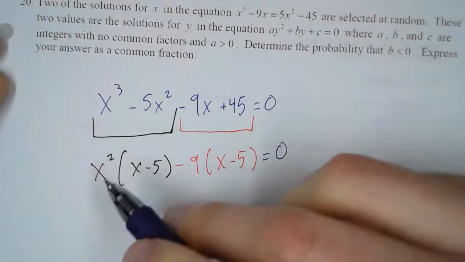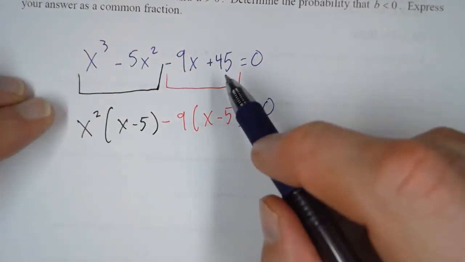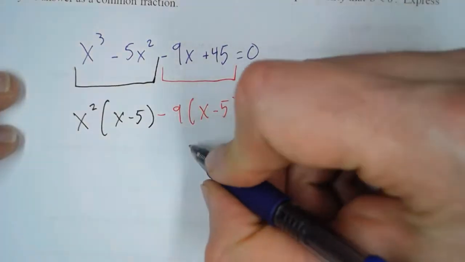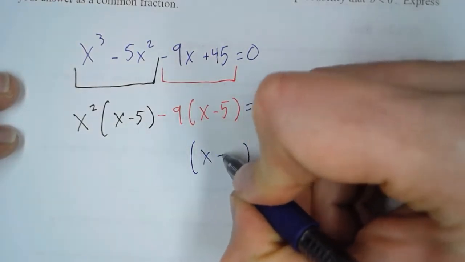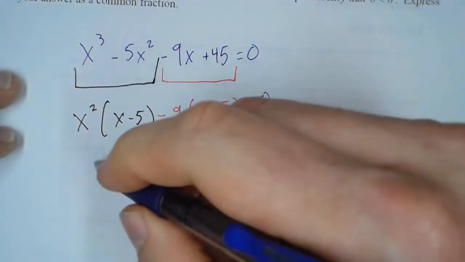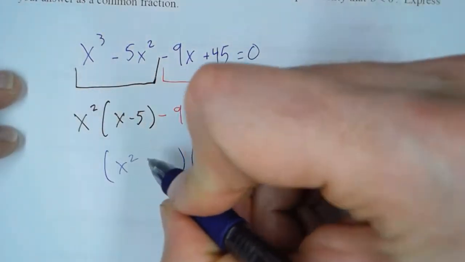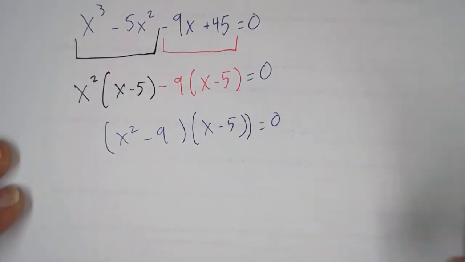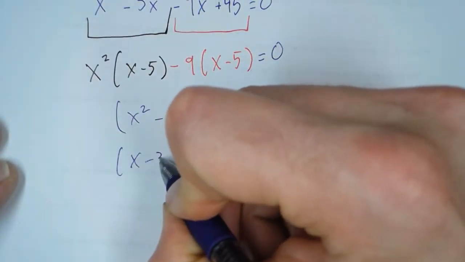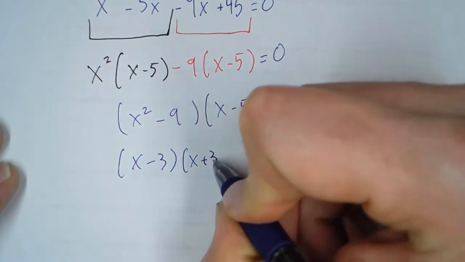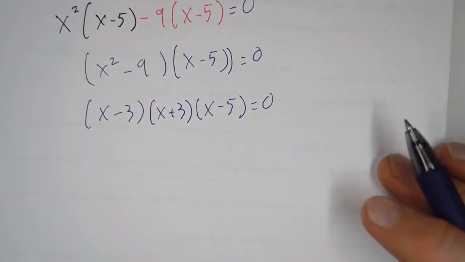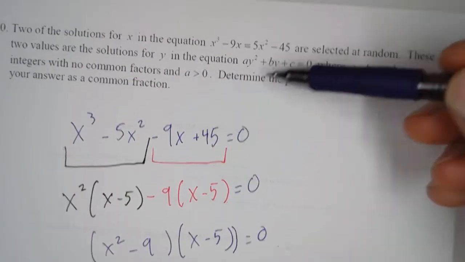So now what we have is two terms. So we went from 4 to 2, and both of these terms have an x minus 5 quantity in common. So we can factor again and say, let's take an x minus 5 out of this term, take an x minus 5 out of this term, and what's left? What's left is x squared minus 9. And x squared minus 9 can also factor into x minus 3 and x plus 3. And then we still have x minus 5. So this is the same as this equation, which is the same as this.